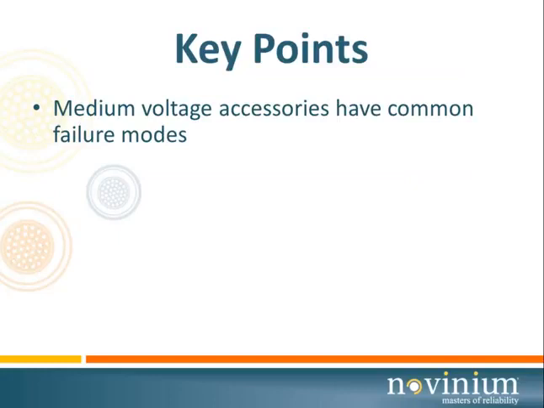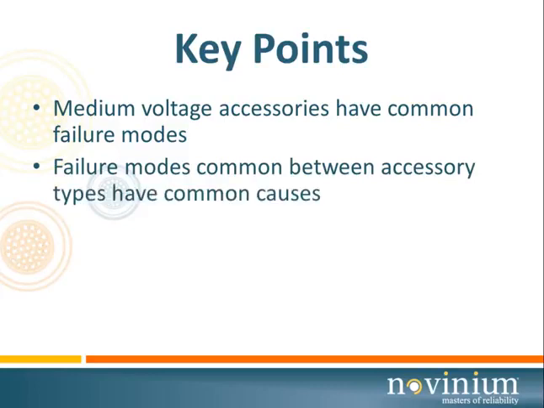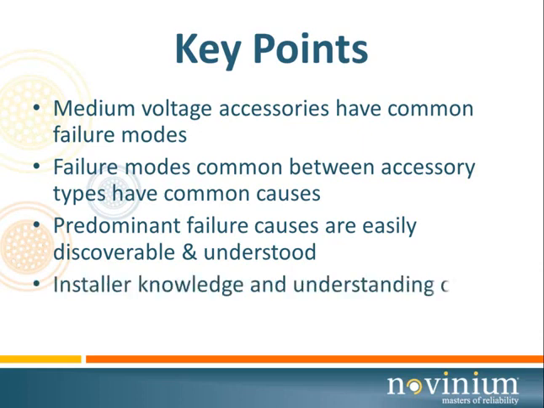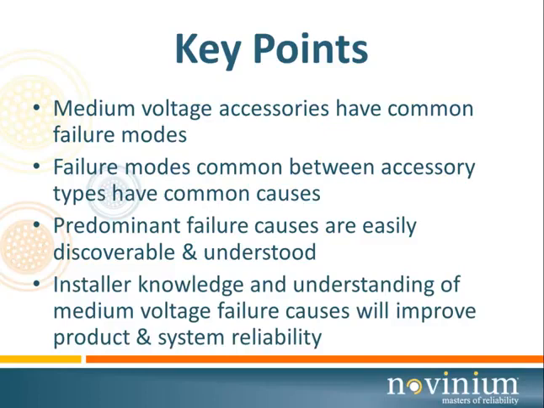The key points, hopefully, that I've hit on is that medium voltage accessories, whether they're 200 amp load break, dead break, T-bodies, separable joints, many of them have common failure modes. And those failure modes have common causes. I hope everybody got that. The predominant failure causes, such as too few crimps, are easily discoverable. They're understood. Once we define them and understand them, if we pass that knowledge along to the installer, we can certainly improve the reliability of the accessories and ultimately the reliability of the system.